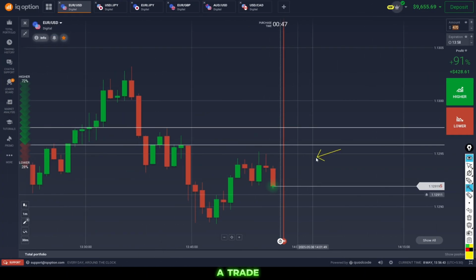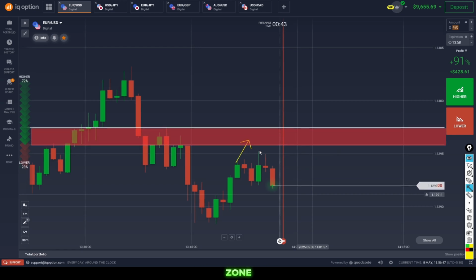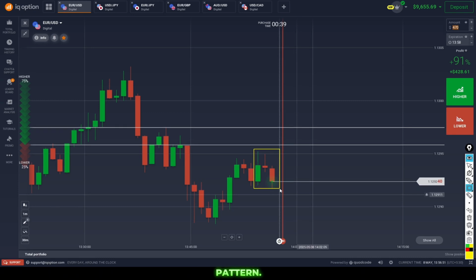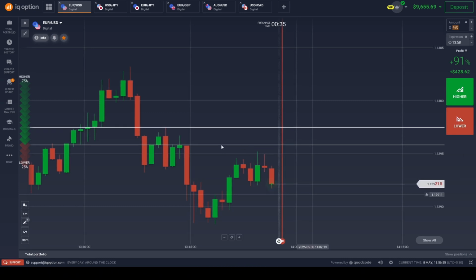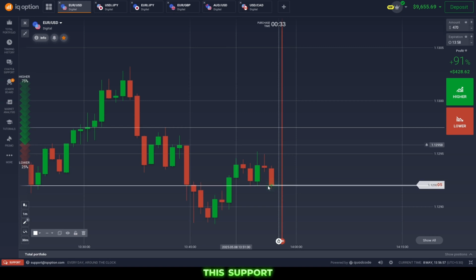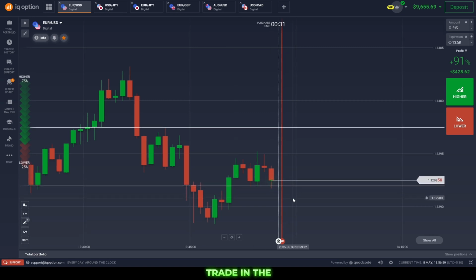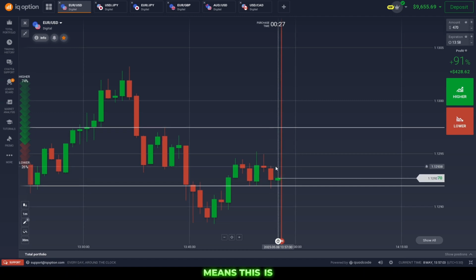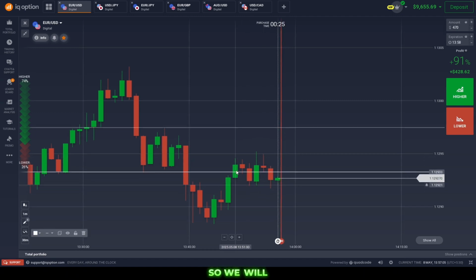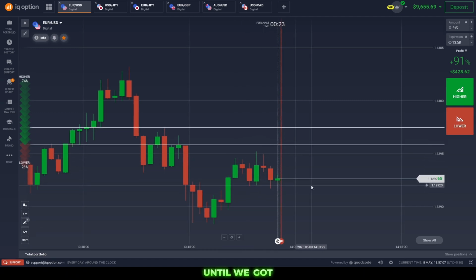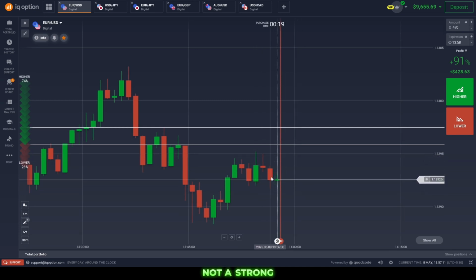I think we have a trade opportunity here. Price didn't reach the resistance zone and now it is forming this reversal pattern. If the closing of this candle is below this support level, I'll go for a trade in the downward direction. Okay, the price closed over, which means this is not a strong confirmation. So we will wait until we get clear candlestick confirmation. This is not a strong confirmation.